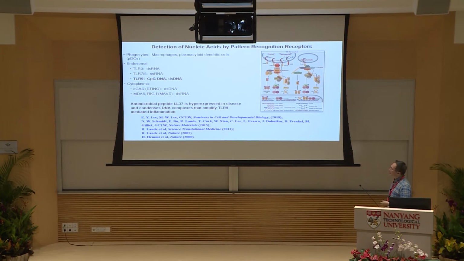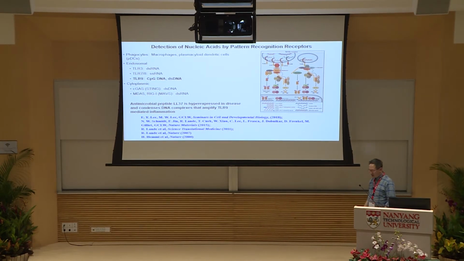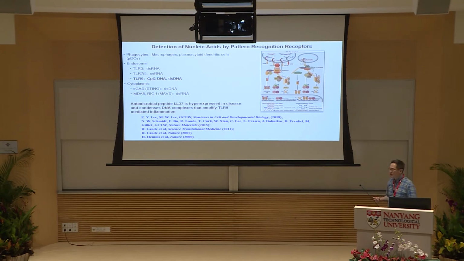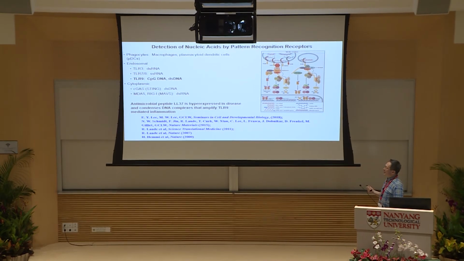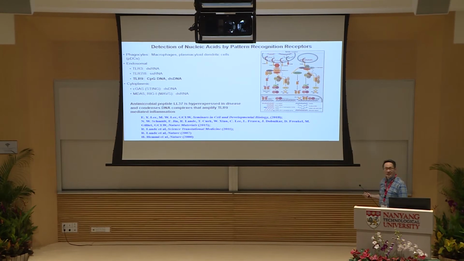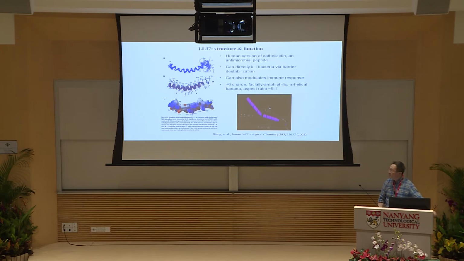It was found a few years ago that there is an antimicrobial peptide or innate immune peptide, LL37, found in humans that's hyperexpressed in psoriasis disease, for example, and it condenses DNA into complexes that wind up amplifying toll9. And this leads to highly amplified production of cytokines and leads to huge immune outcomes. So we want to look at this process a little bit more closely.